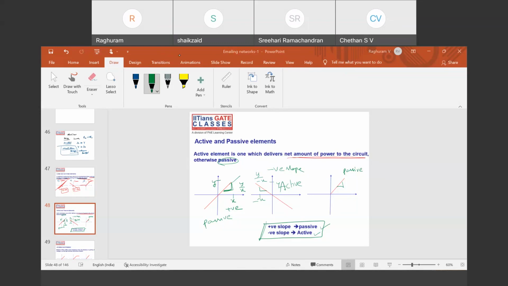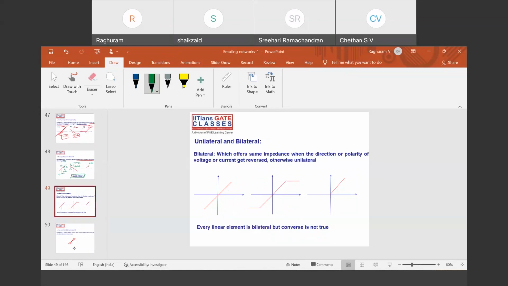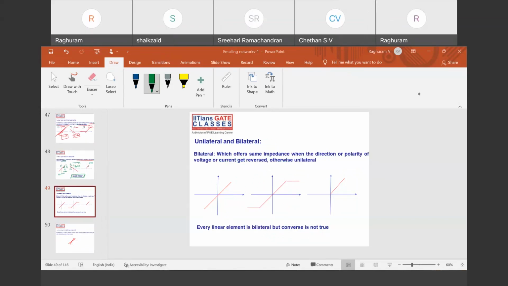Okay, this is about active and passive elements. Next, unilateral and bilateral elements. A bilateral element is one which offers the same impedance in both the directions, or which offers the same impedance when the direction of polarity of voltage gets reversed, otherwise it is a unilateral element.